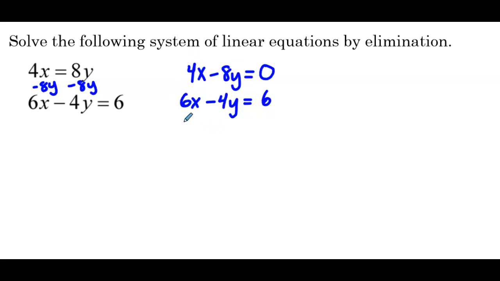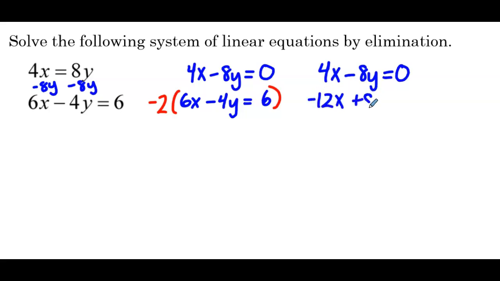If I wanted to eliminate the x's, the least common multiple of 4 and 6 would be 12. So we'd have to multiply the first equation by 3, the second equation by -2. Now, not much more difficult, but it's still more multiplication. So let's multiply this second equation by -2. We have 4x minus 8y equals 0. Negative 12x plus 8y equals -12.